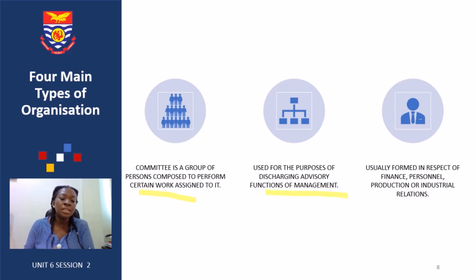You realize if there's any problem, even in Ghana, Parliament would set up a committee to find out and then come and advise. The same way, even on campus, if there's a disciplinary issue, there'll be a disciplinary committee to go and look at everything that happened, and then come and advise management on it. And usually they are formed in respect to finance, personnel, production, industry relations, etc. So that is the beauty about organization when we're looking at committees as well.